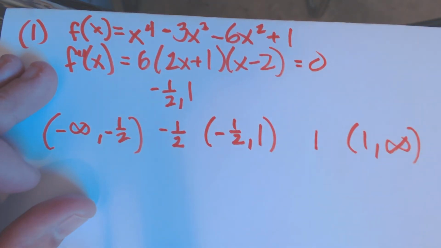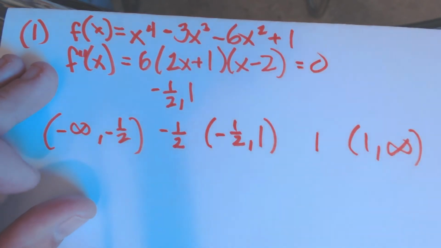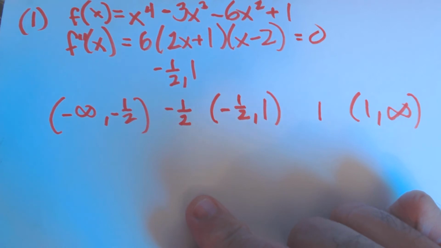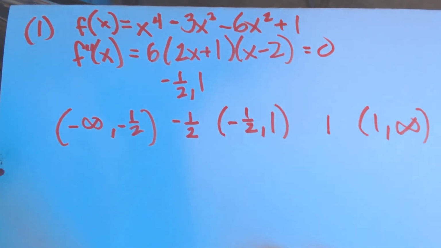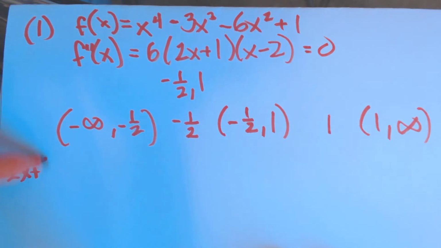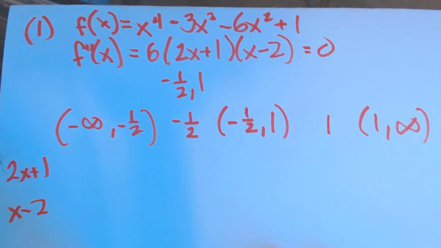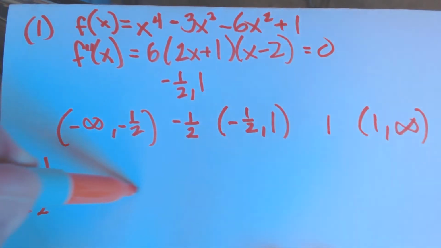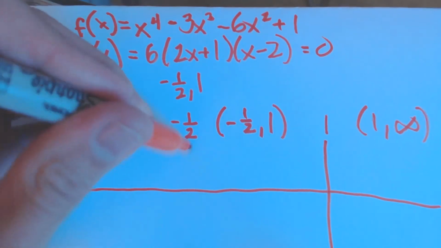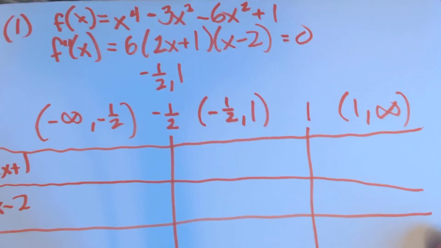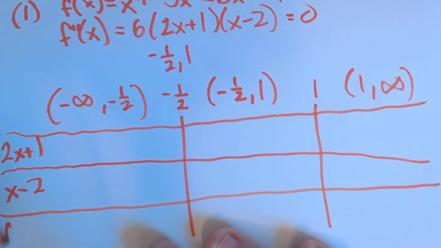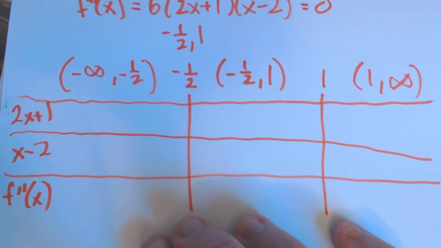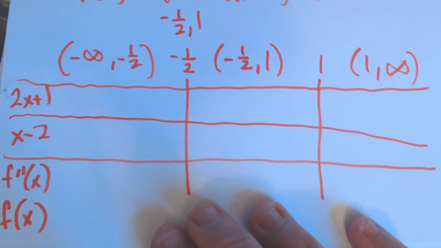Alright, so now what we need to do is examine the sign of the second derivative for each of these intervals, similar to what we did in section 1. So we have the portions of the derivative, which is 2x plus 1 and x minus 2. And then that'll tell us the sign of the second derivative, and then we'll be able to establish the concavity of the function.